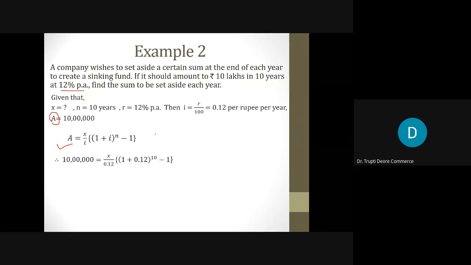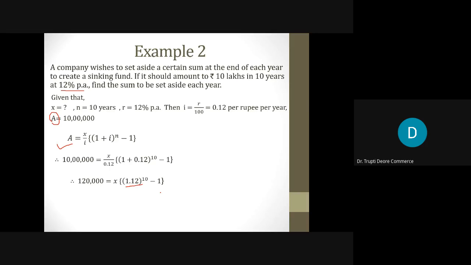10 lakhs is equal to x. We have to find out x. So x will be as it is, x upon 0.12, into (1 plus 0.12) raised to 10 minus 1. Here also the same: 1.12, press equal to, you will get the second power, and you have to press the equal sign till you get the 10th power answer.